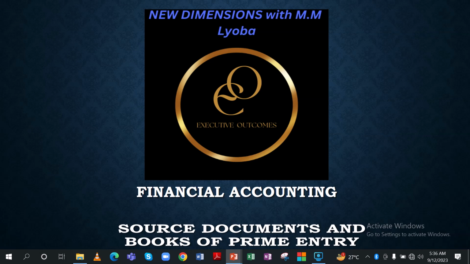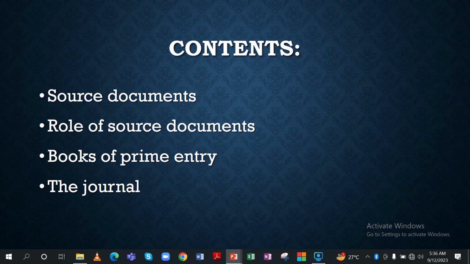We are going to look at financial accounting in relation to source documents and books of prime entry. The presentation outline is as follows. We are going to look at source documents, then look at the role of source documents, and talk about books of prime entry, and then look at the journal.